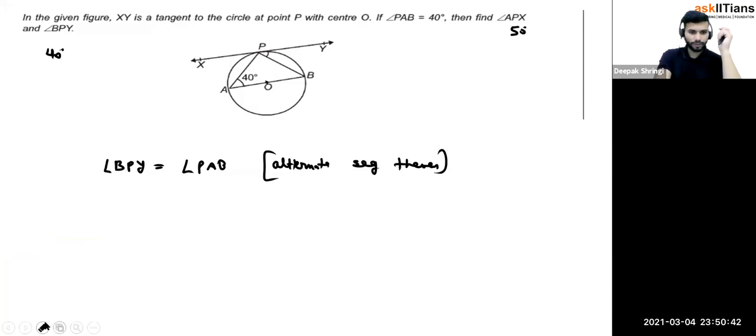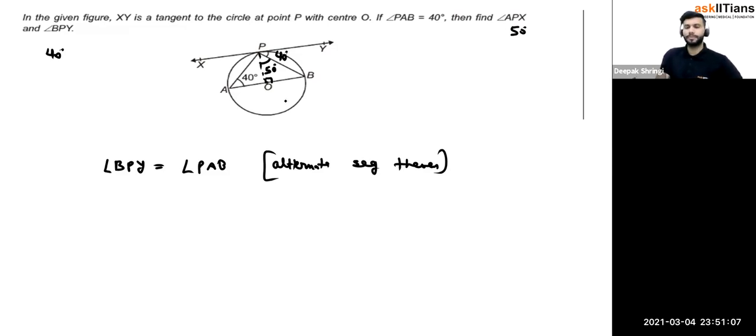First of all, what I did in the question is that I joined O with P. So look at this. I joined O with P. I used the alternate segment theorem. This is 40. This has to be 40, right? Now, angle OPY is 90 because it is the angle between the tangent and the radius at the point of contact. That means, fine. Now, I know this is 90.